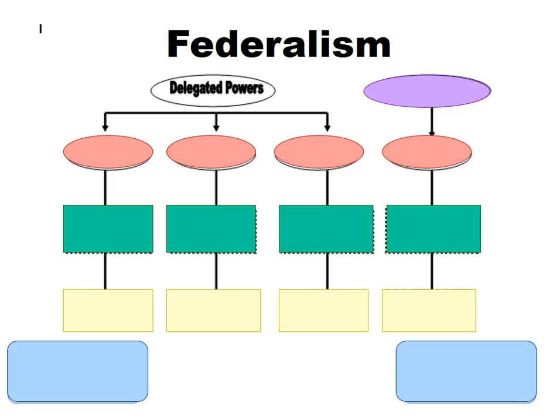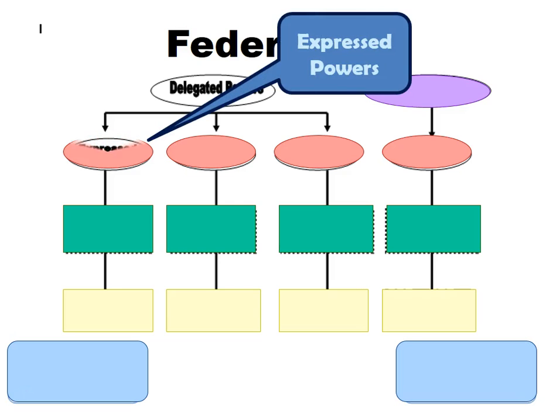Now, you have this chart, and we're going to go through this fairly quickly because you do have the chart, and you can look it up and take notes on your own. So we start out with two different types of power. There are delegated powers and there are reserved powers. And under delegated powers, we have three types of powers: expressed, implied, and inherent.